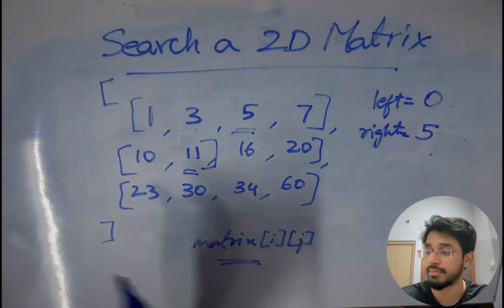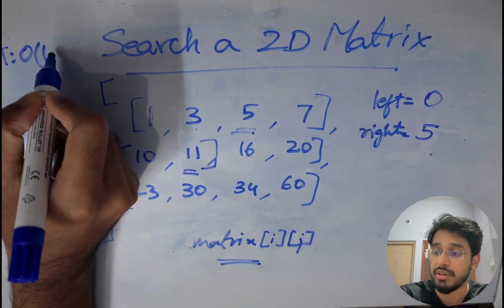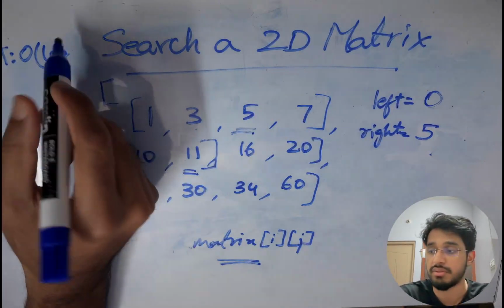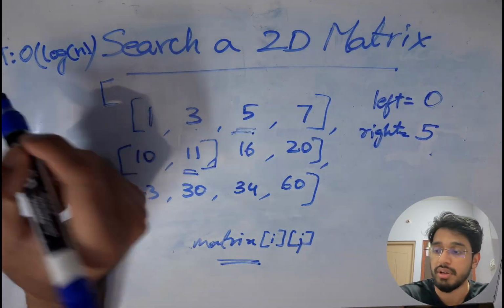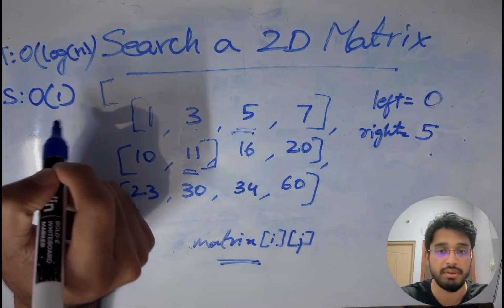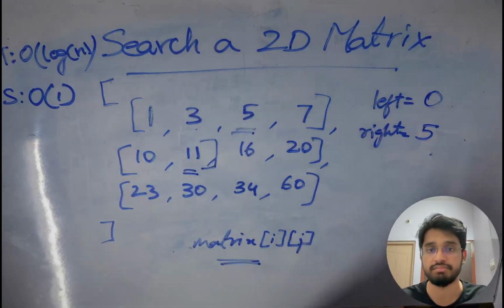So that's the advantage. What is the time complexity? That is O of log n, or log of m times n, so m into n, which would still be log of n. And what is the space complexity? We are not creating any variable, so we can just say O of 1. So this is the solution to this problem, search a 2D matrix.